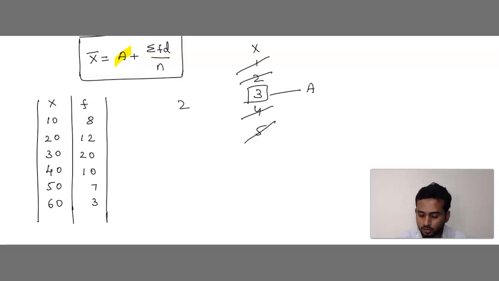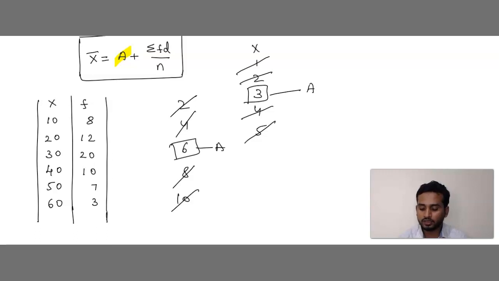If you didn't understand, you can see once again: 2, 4, 6, 8, 10. Now what should we do? First and last you cancel, second and second-last you cancel. What is the middle term? 6. So 6 is the assumed mean. Sir, if the numbers are like this, 1, 2, 3, 4, then what is the assumed mean?